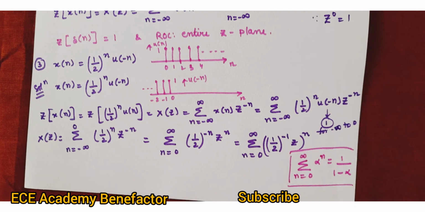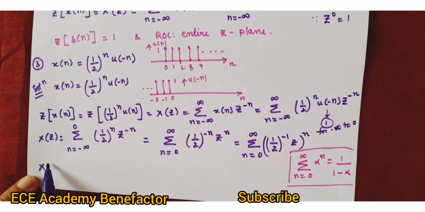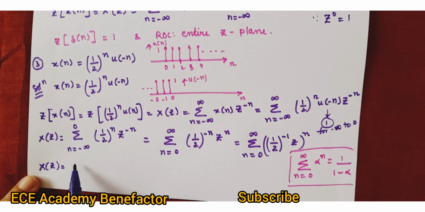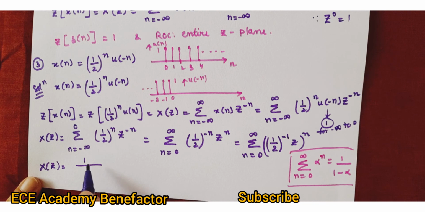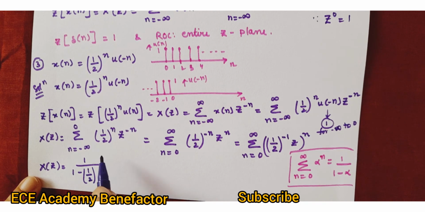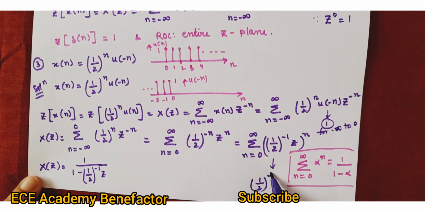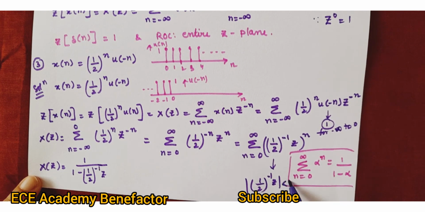Okay, so what will you write here now? X of z is equal to, what will you write here? 1 by 1 minus 1 by 2 inverse z, 1 by 1 minus alpha. What should be the ROC for this one? This term, that is 1 by 2 to the power of minus 1 z, should be less than 1. This is the ROC.